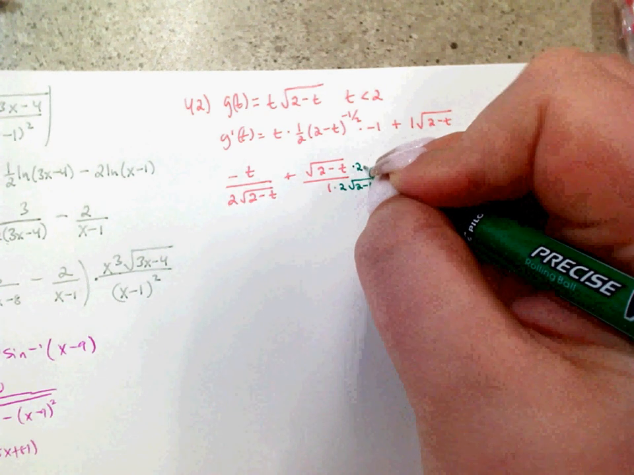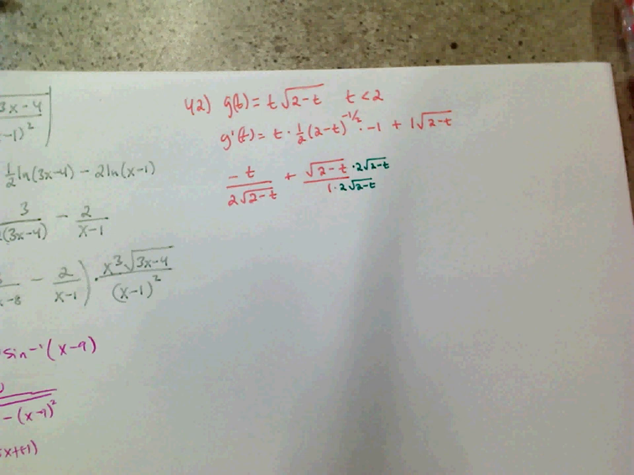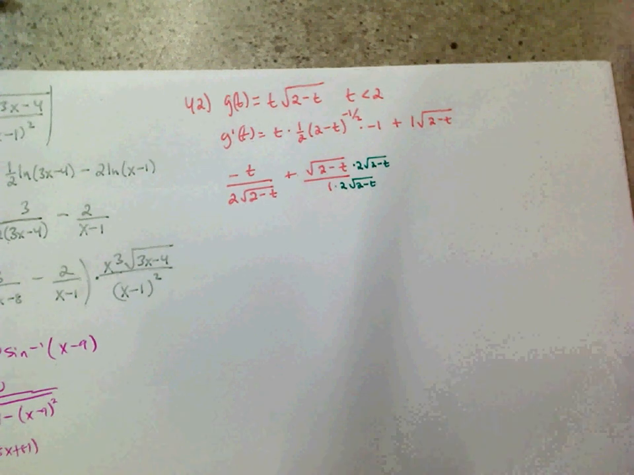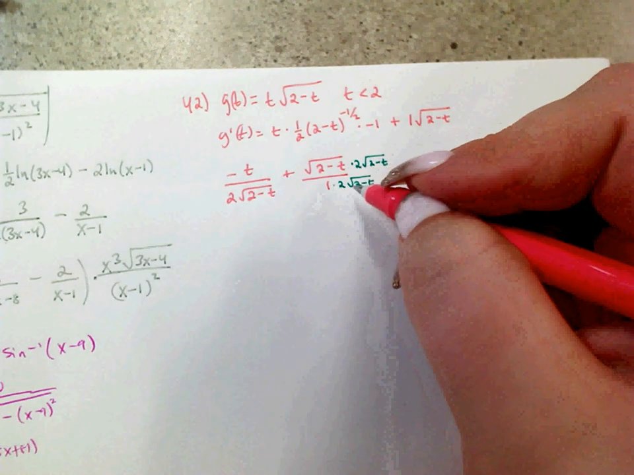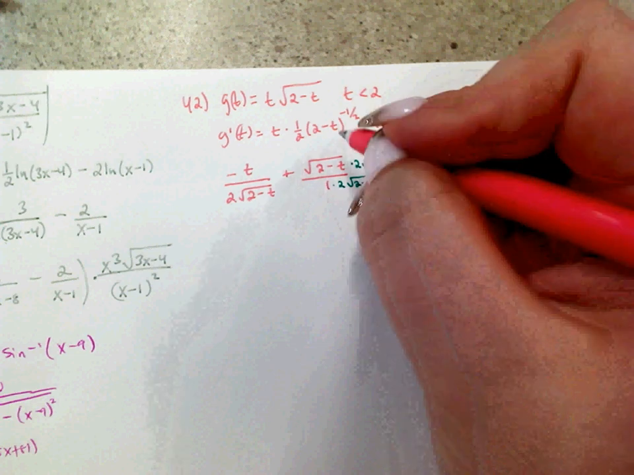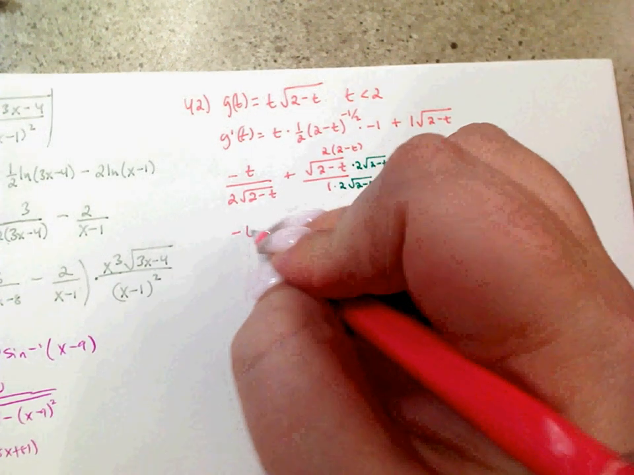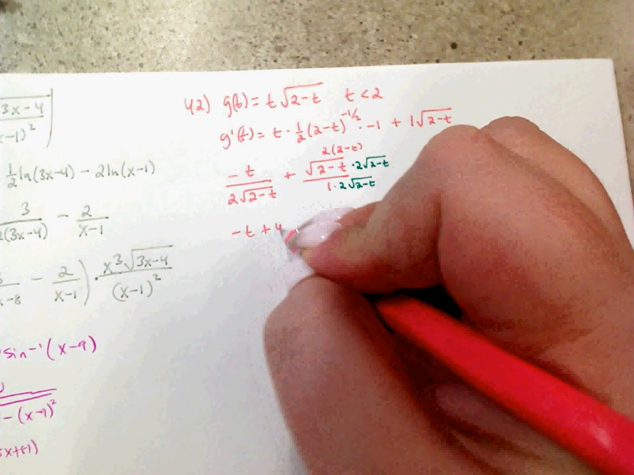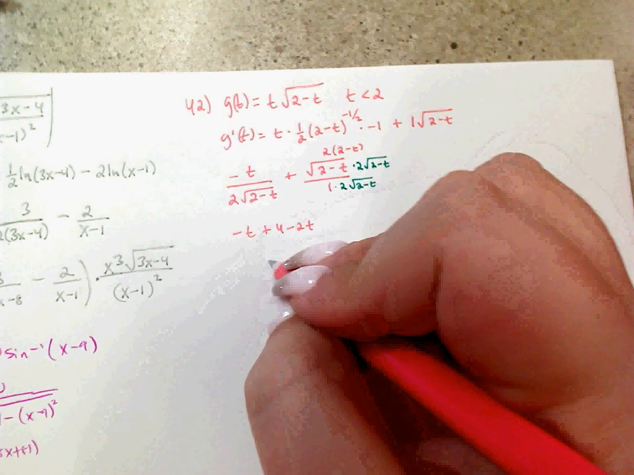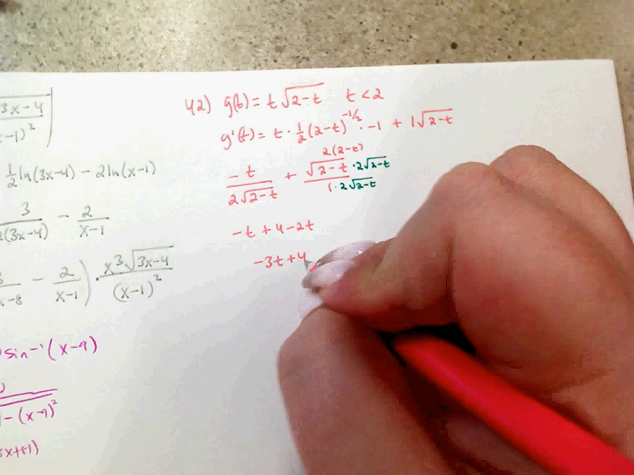And then you end up with 2 times 2 minus t up here. So that's going to be negative t plus 4 minus 2t, or negative 3t. So negative 3t plus 4 over 2 square root of 2 minus t equals, well, that's the derivative.